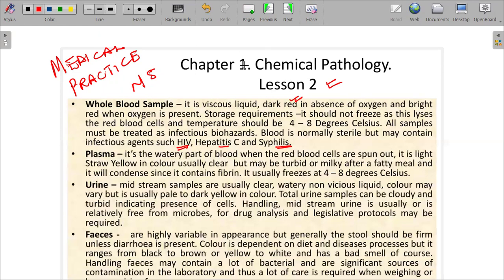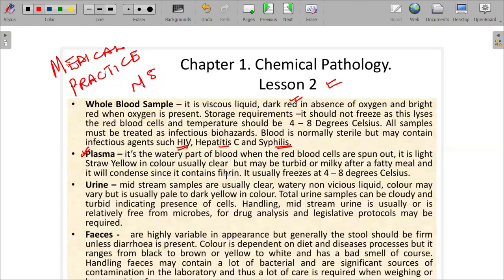And then number two, let's look at the plasma. It's very watery. Plasma is the watery part of blood. When red blood cells are spun out, you see the blood plasma. If you remember from your previous lessons and lower level classes, blood plasma is that watery substance that comes out after a wound bleeds and the bleeding is stopped. It is light straw yellow in color, usually clear, but may be turbid or milky after fat meals.